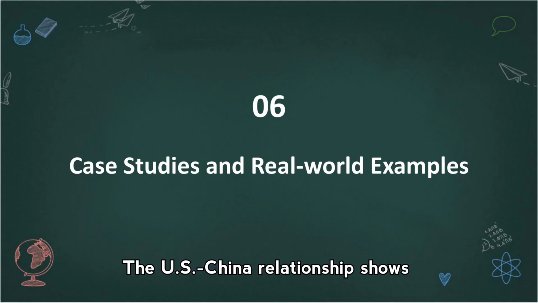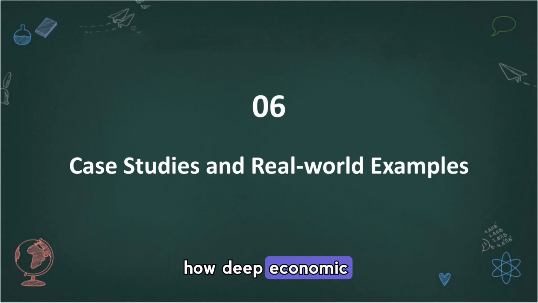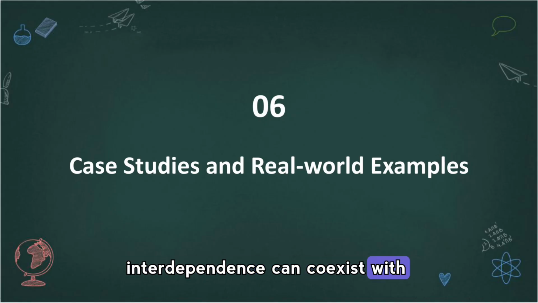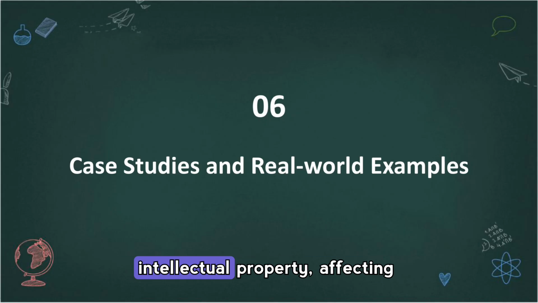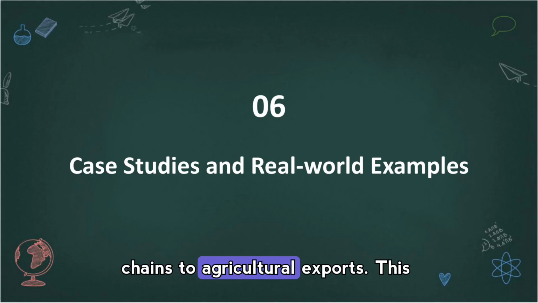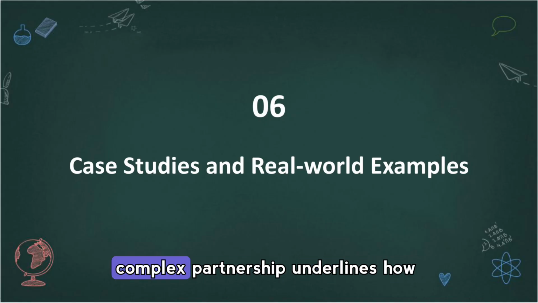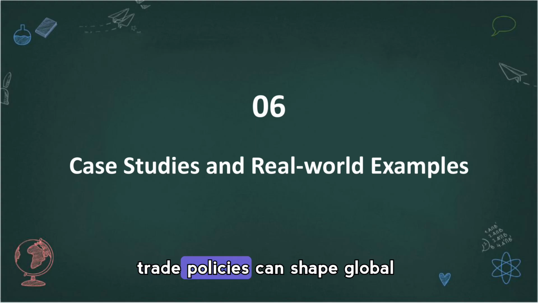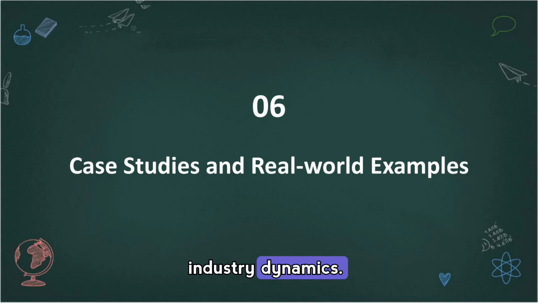The US-China relationship shows how deep economic interdependence can coexist with trade tensions over tariffs and intellectual property, affecting everything from electronic supply chains to agricultural exports. This complex partnership underlines how trade policies can shape global industry dynamics.